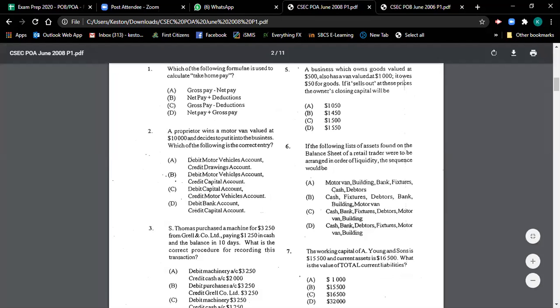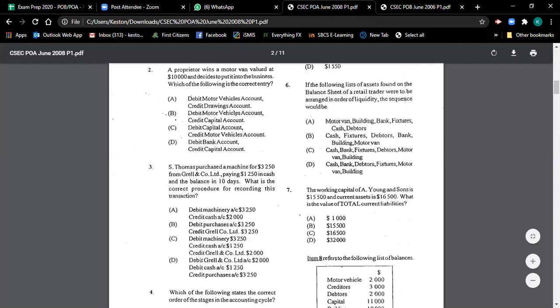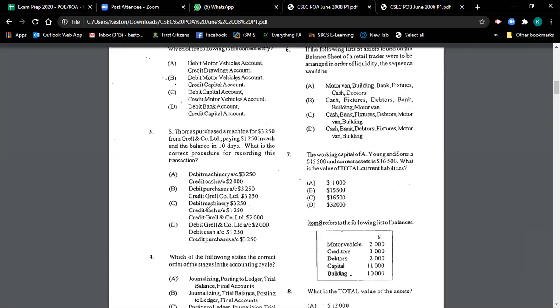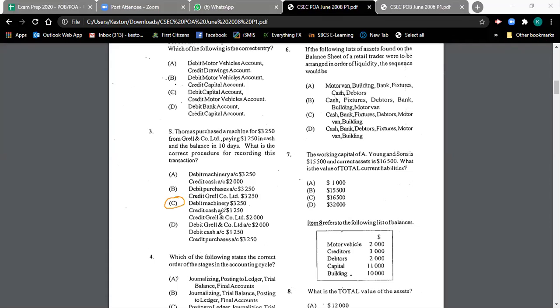3, S. Thomas purchased a machine for $3,250 from Grell and Company Limited. He pays $1,250 in cash and the balance in 10 days. What is the correct procedure for recording this transaction? So I have C, debit machinery because he's getting it, credit the cash, and then credit Grell and Company because he's going to be owing them. Very good. Well done. Simon, Shania, Ariana, Alex. Good job.